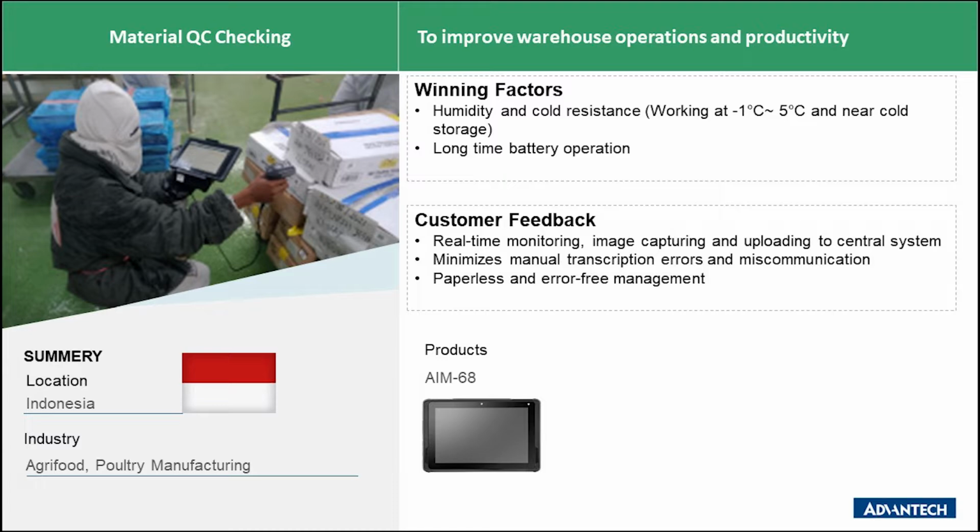Another example that was brought forth to us as a challenge was a very interesting application in Indonesia. What the customer wanted in terms of warehousing, in terms of material QC checking, was a tablet that is able to operate in a very humid and cold environment. The challenge to us was to have these tablets operate at negative 1 degree Celsius to 5 degrees Celsius in the cold storage area. Another requirement brought forth to us was to have hot swappable batteries to give them long battery operation.